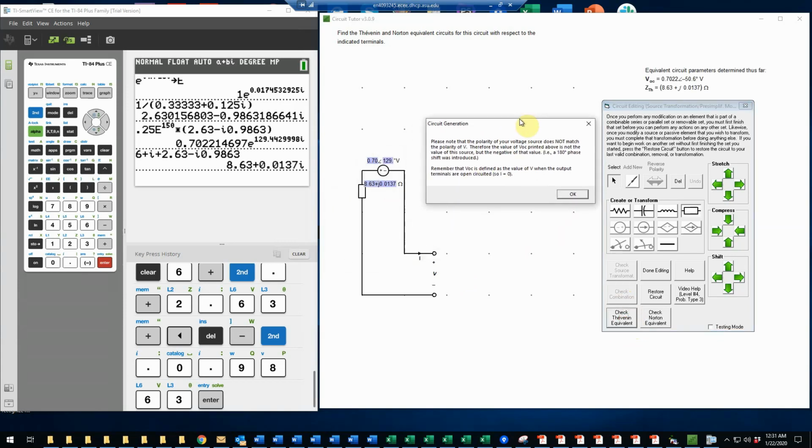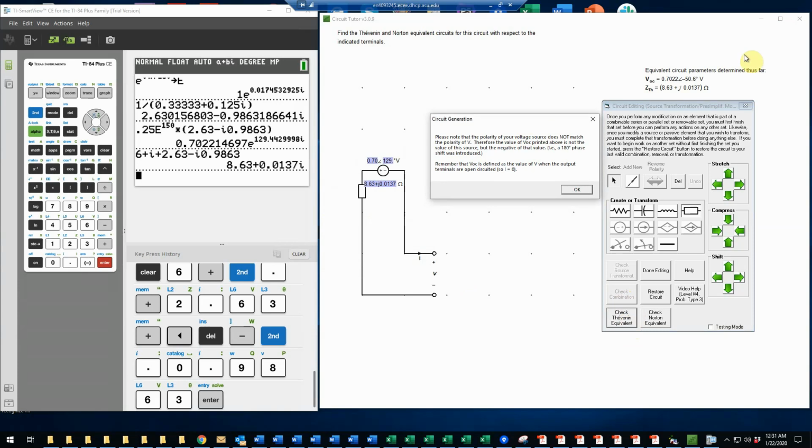And that is correct, as we heard the ta-da sound. But notice it is commenting to us that the value of this voltage source is actually not VOC. The reason is that the positive side of this source happens to be connected to the negative side of the output voltage and vice versa. The negative goes to the positive. So this is actually the negative of VOC.